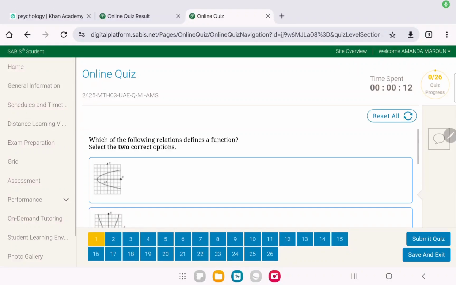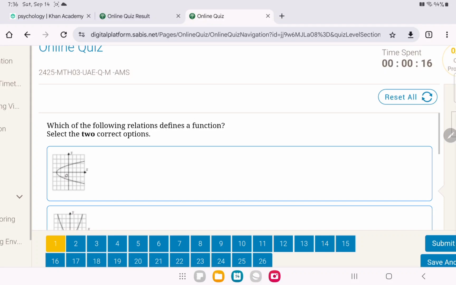Hello guys, so today I'll be explaining the Math AMS of Term 1, Week 4. Which of the following defines a function?